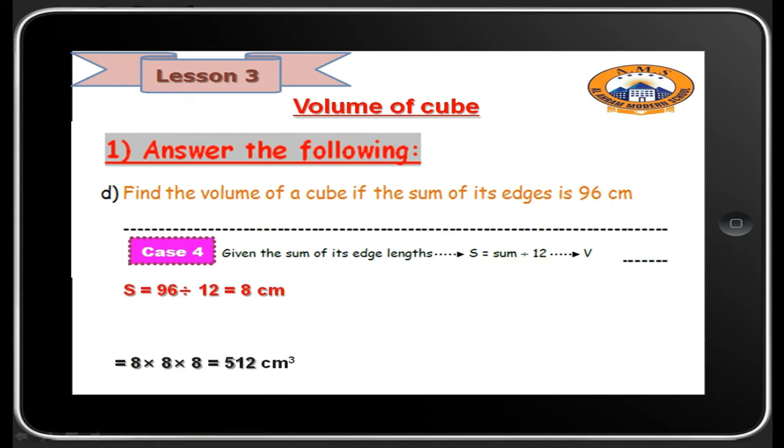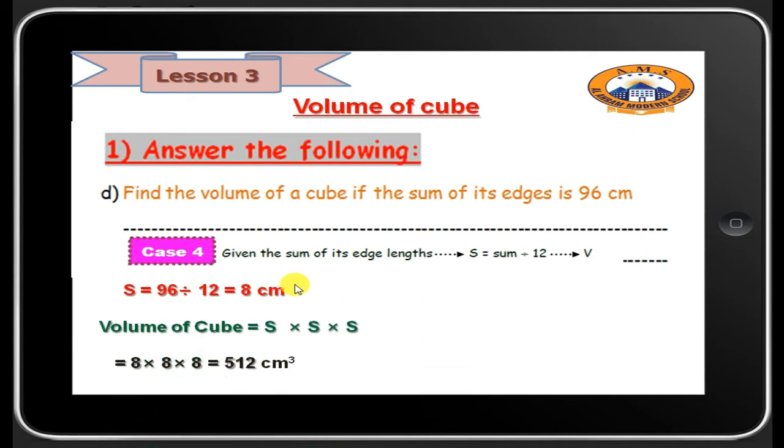Now all you have to do is take this edge and multiply it by itself 3 times. That will give you the volume of the cube. So 8 times 8 times 8 will give me 512 cubic centimeters.